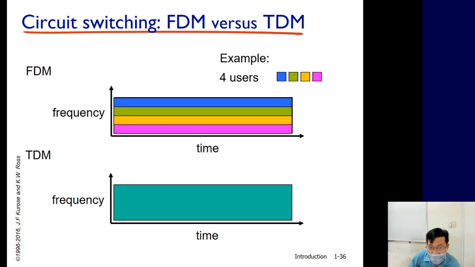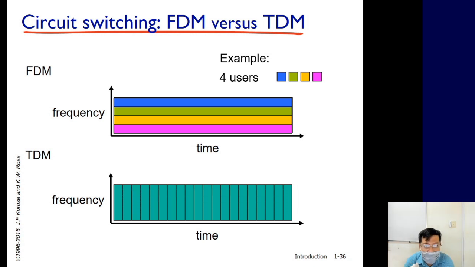In the case of time division multiplexing, the link is used by one user in a slot of time. So time is divided into many slots, and each user uses a slot of time at an instance.